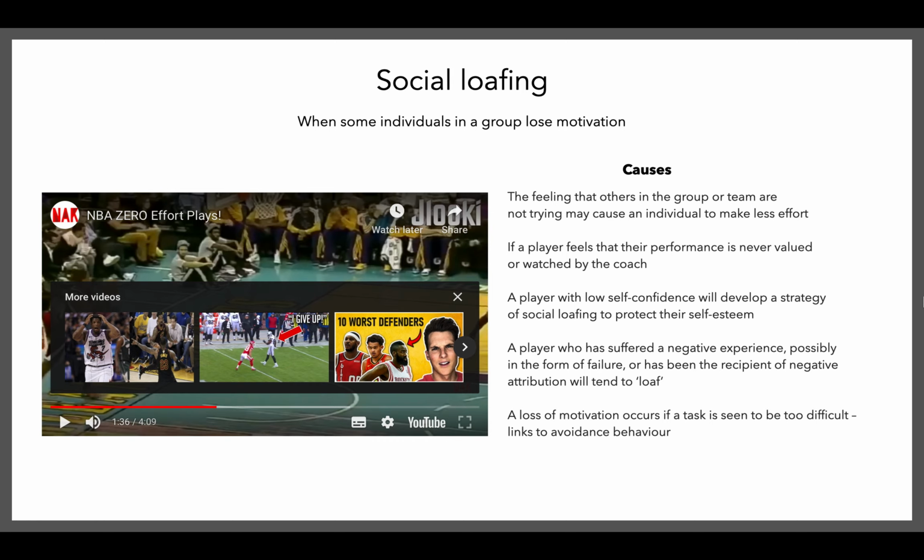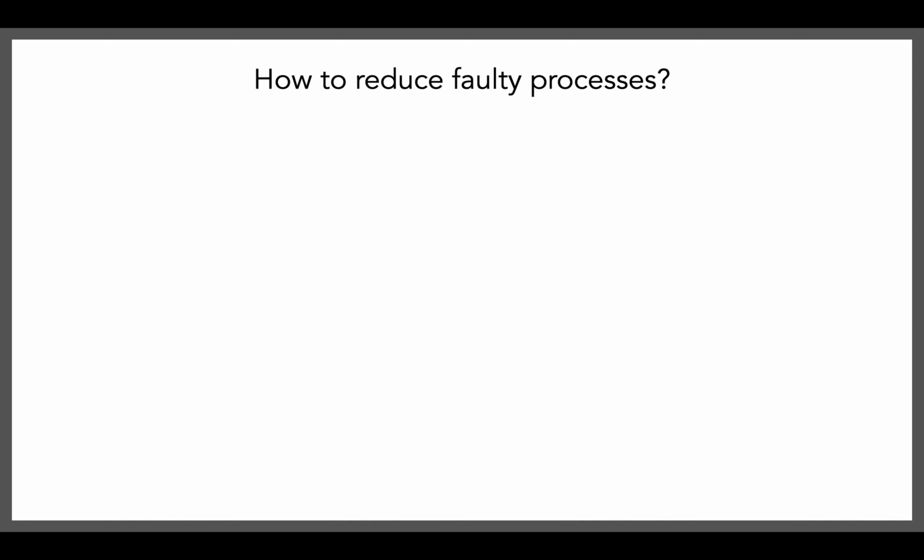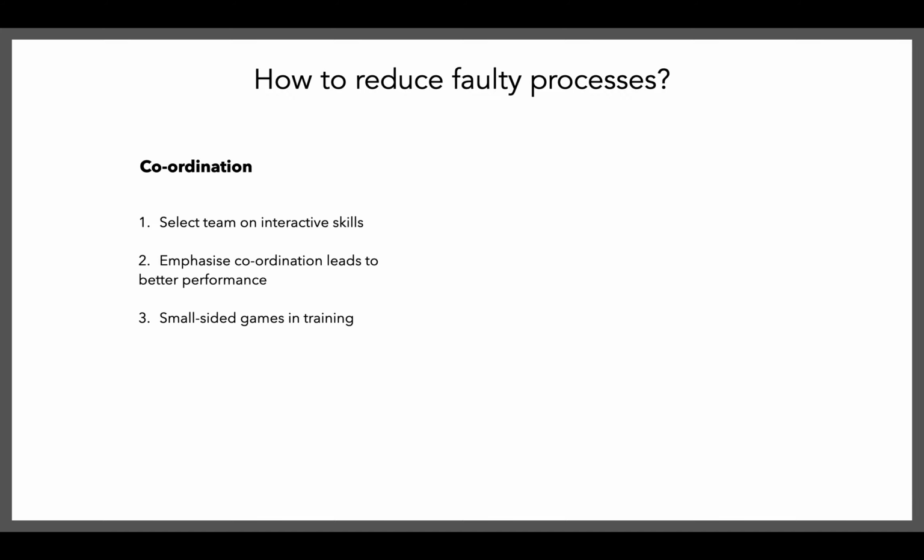Now, obviously, as coaches, we want to reach our potential. So we want to reduce the faulty processes. How do we reduce them? Coordination problems. Well, select team on their interactive skills. Remember, an interactive team: teams that have to work together to achieve the goal. Pick good people. Pick people that get on with each other. Emphasize that good timing on fast breaks or on corner routines, on free kick routines, is going to lead to better performance. You're going to score more baskets. You might score more goals. And that's going to give you more success in the game.